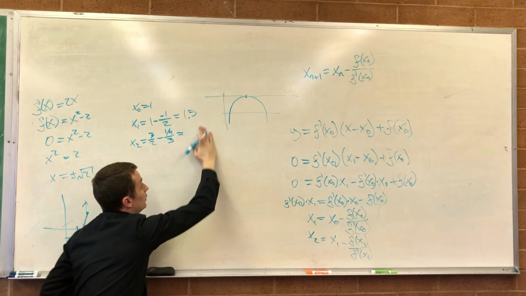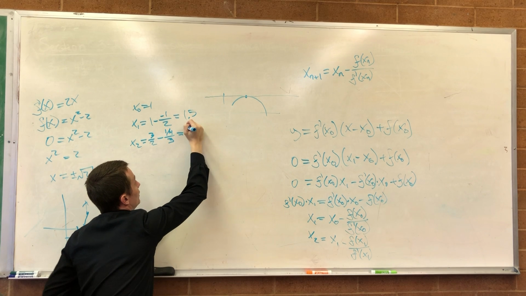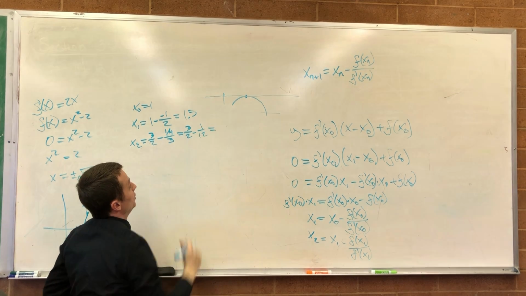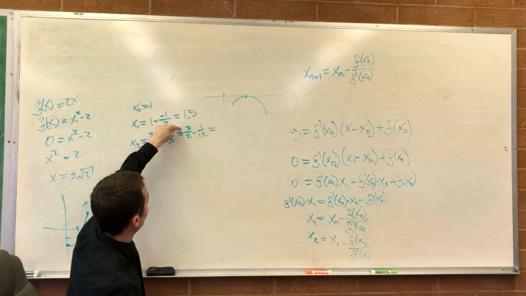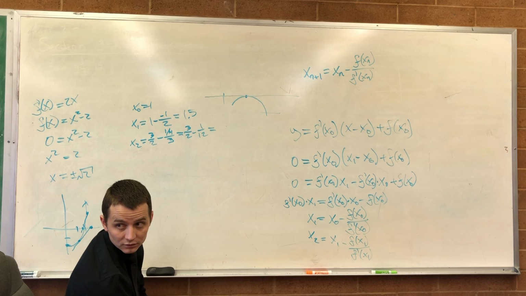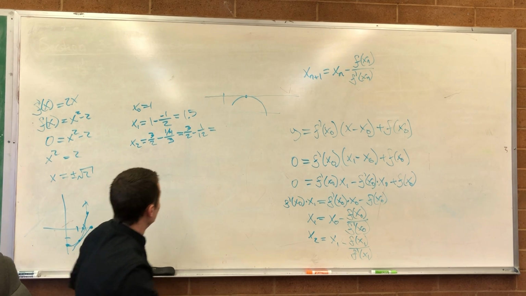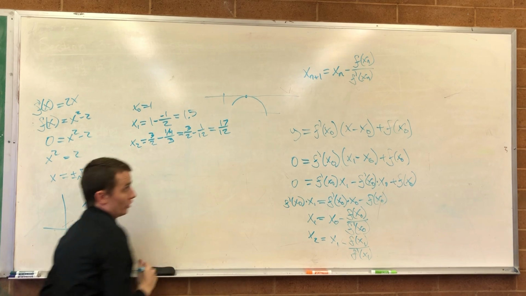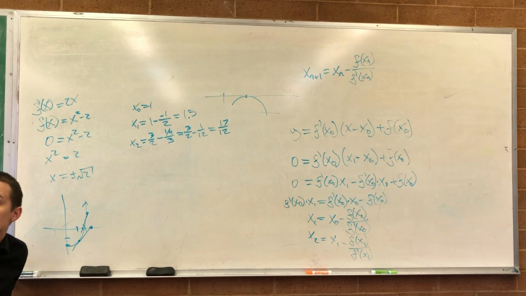Let's erase over here so that we can keep moving. Which is 3/2 minus 1/12, which is equal to 17/12. Did I do that right? Yep, you did. 17/12. So there's our next approximation of the square root of 2, which is getting us closer.